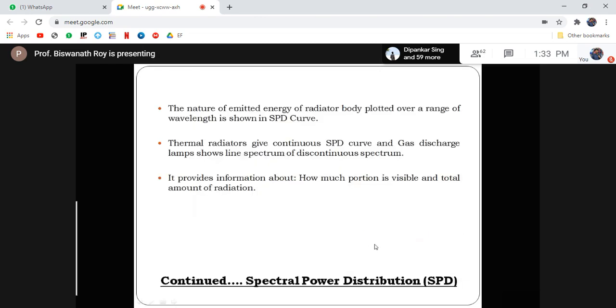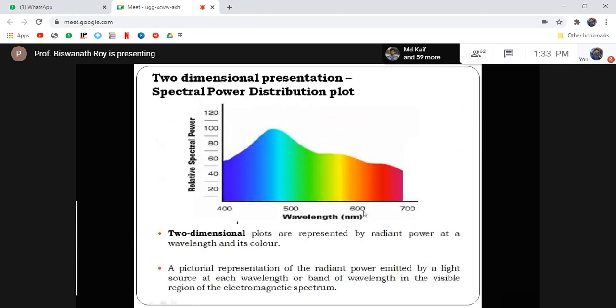And there is a lot of information we can get out of the spectral power distribution. What is the nature of emitted energy over a range of wavelengths? Thermal radiator gives continuous SPD, whereas gas discharge lamp shows line spectrum or the discontinuous spectrum. And it provides information about how much portion lies in the visible out of the total amount of radiation. So this is possible when we have the information of the entire optical radiation.